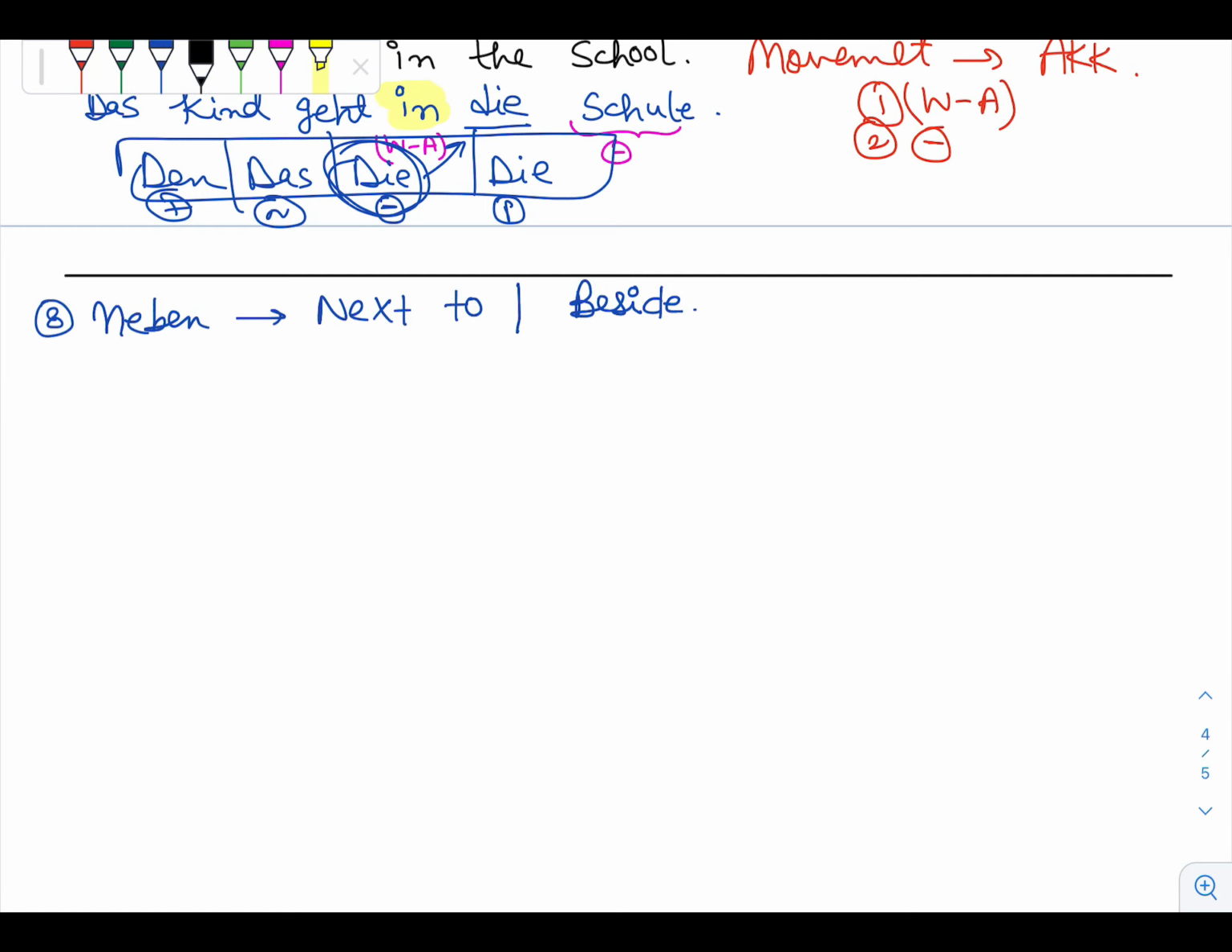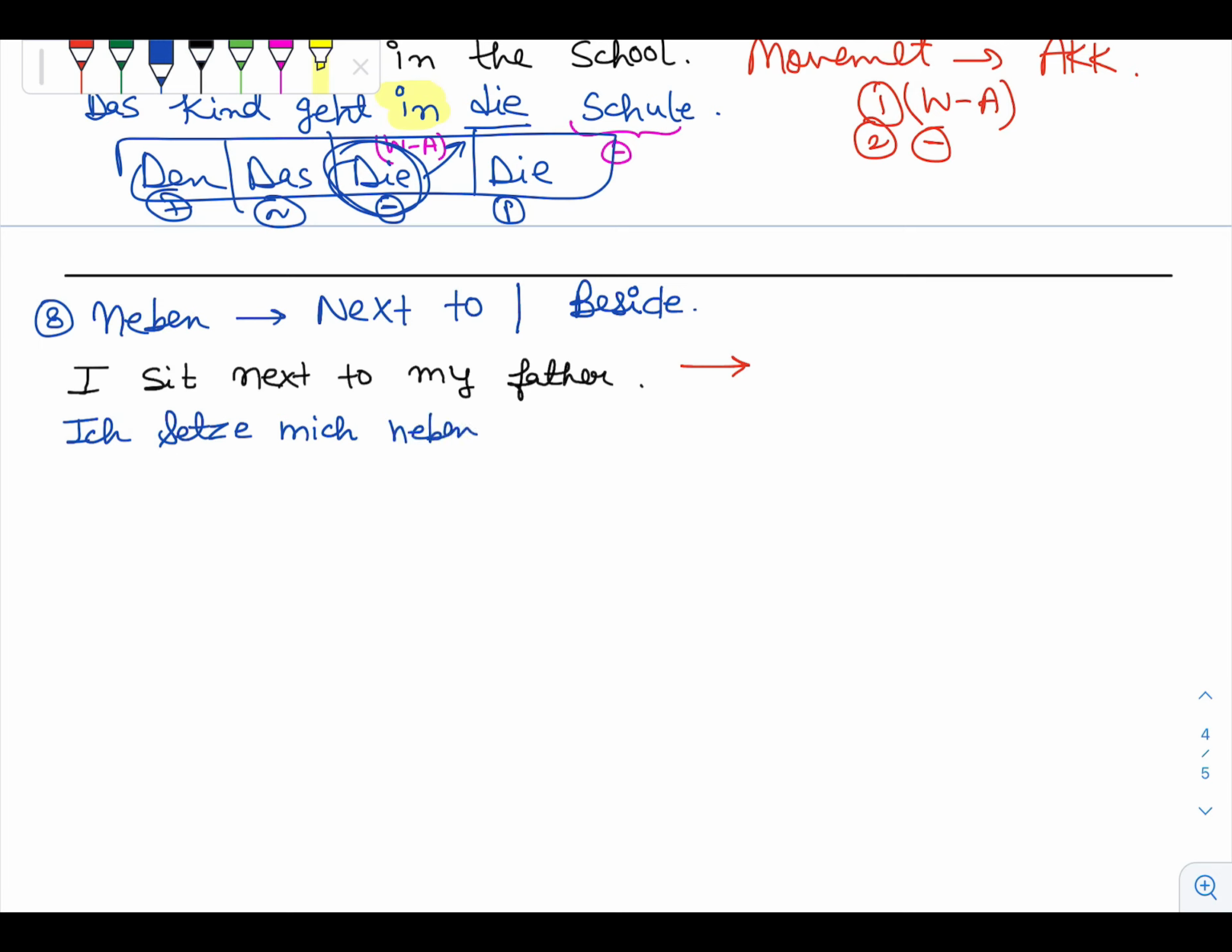So, example: I sit beside or next to my father. I sit next to my father. First I will write the sentence. Ich setze mich neben meinen Vater.